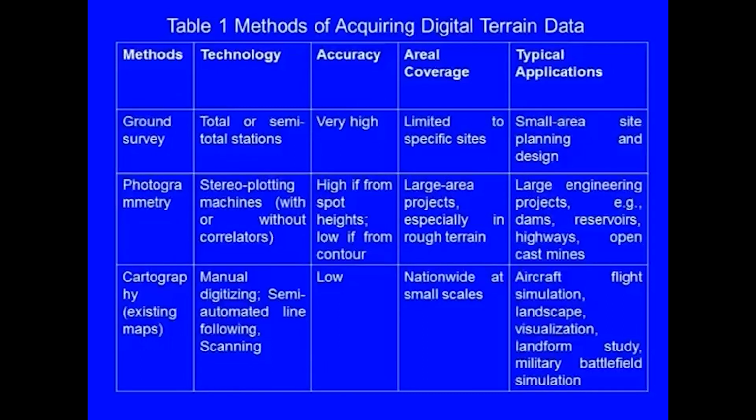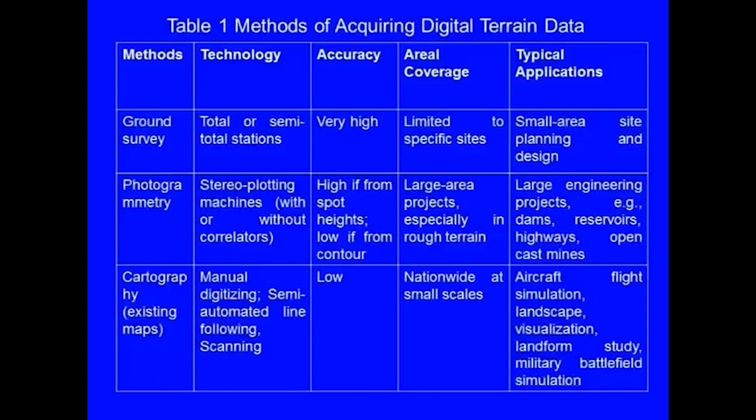So, if we are having ground surveying based methods of data collection, the technology that can be used is total or semi-total stations. The accuracy by this particular method of data collection is very high. However, the area coverage is limited and is useful for specific sites. The typical applications could be small area site planning and design.